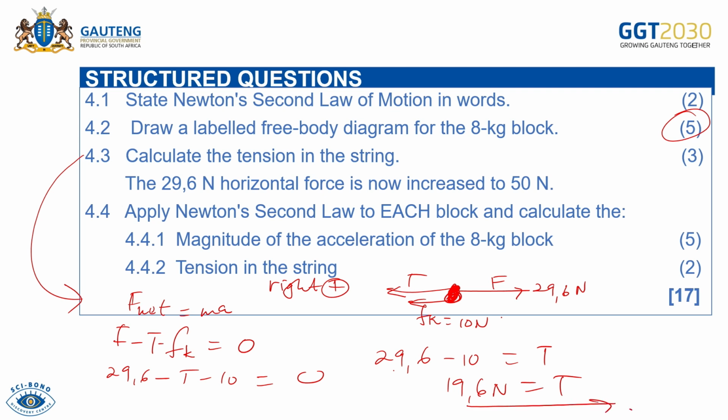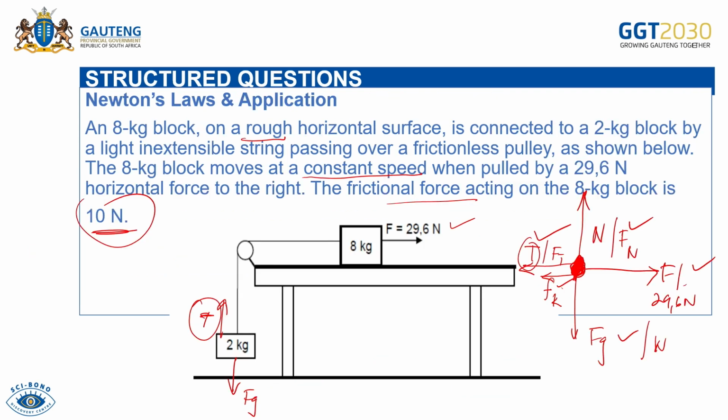Okay? Or I can use the 2 kilogram object, the one that is hanging. So again here, I'm having F net equals to what? Ma is where I have to start because marks are for the equation. Marks are not for F net equals to 0.